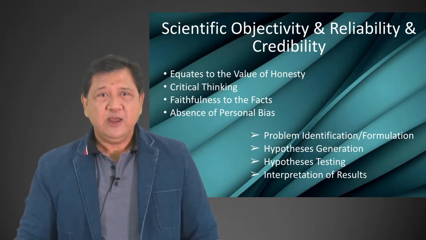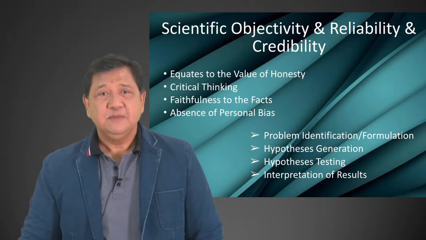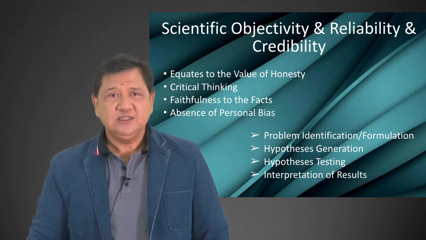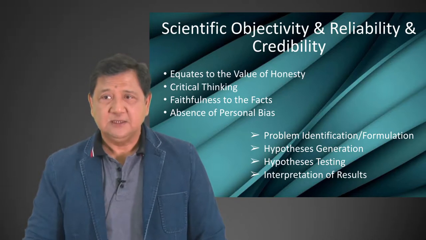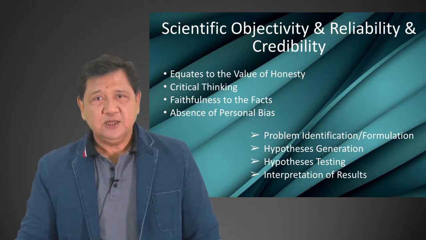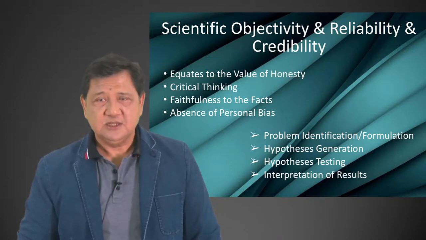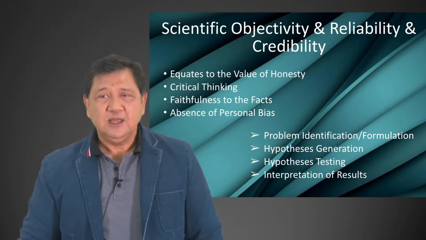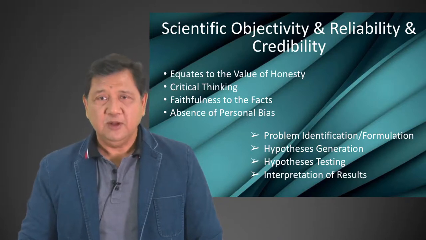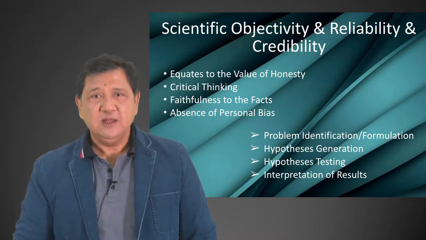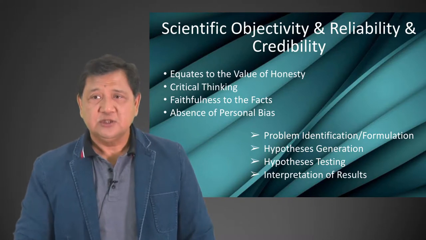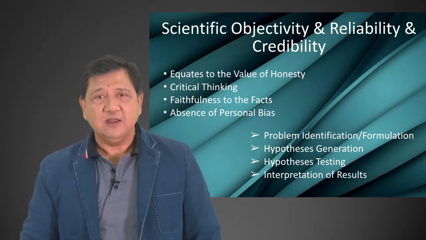Talking about scientific objectivity, reliability and credibility, this equates to the value of honesty, critical thinking, faithfulness to the facts that you are using, and the absence of personal bias. All this must now be inputted in the different steps in the scientific process, namely, and most importantly, in the problem identification and formulation. I believe that research must be problem-driven. Secondly, in the hypothesis generation as well, in the hypothesis testing as well, and more importantly also in how you interpret the results of your experimental or scientific activity.